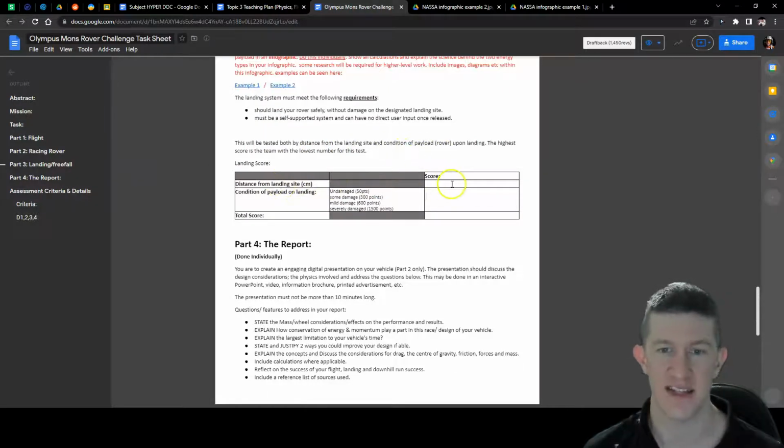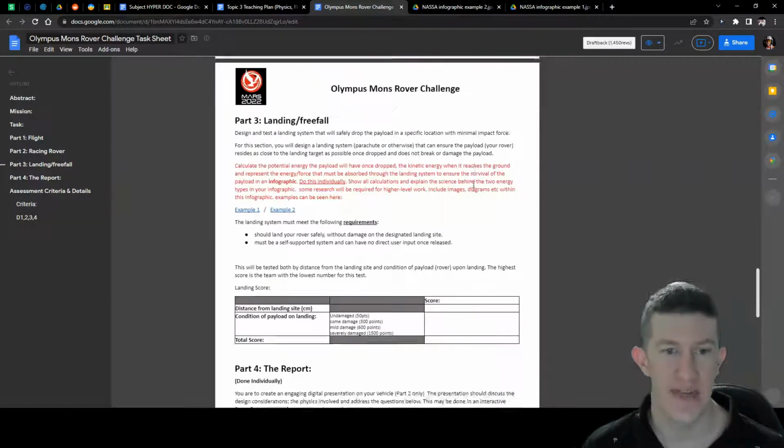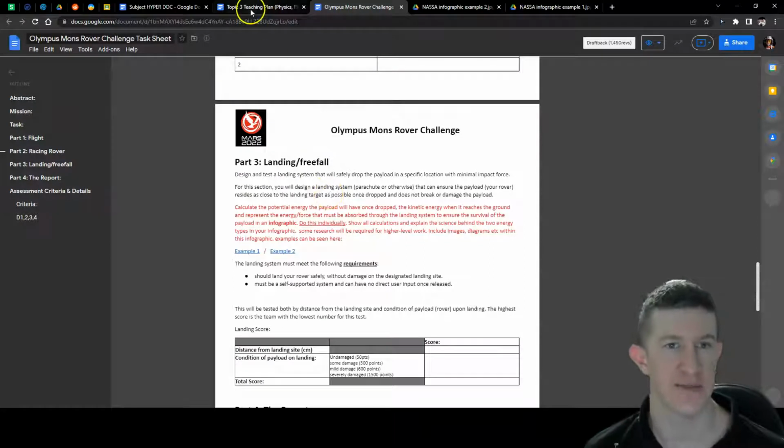So you can see the distance from the landing score, you want that to be as small as possible, and the condition of the payload, you want it to be undamaged and get you 50 points. Your total score is the sum of the two: how much damage added to the distance from the landing site. That is part 3 of Olympus Mons Rover Challenge.